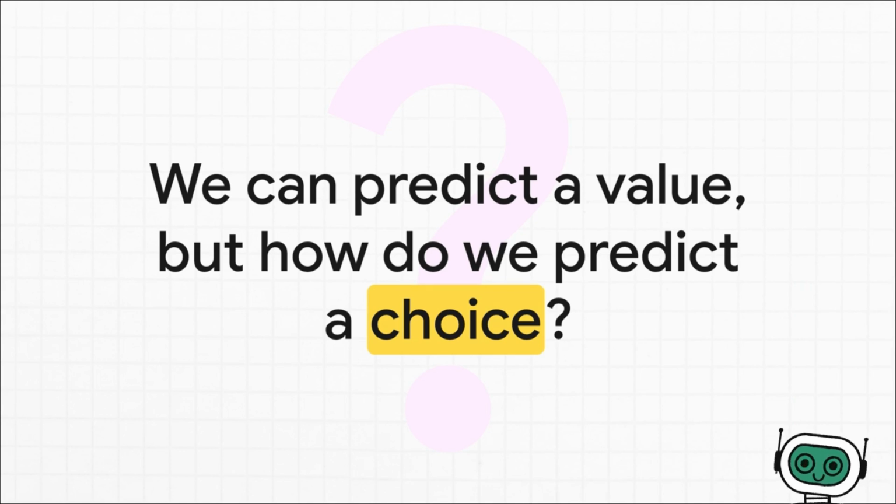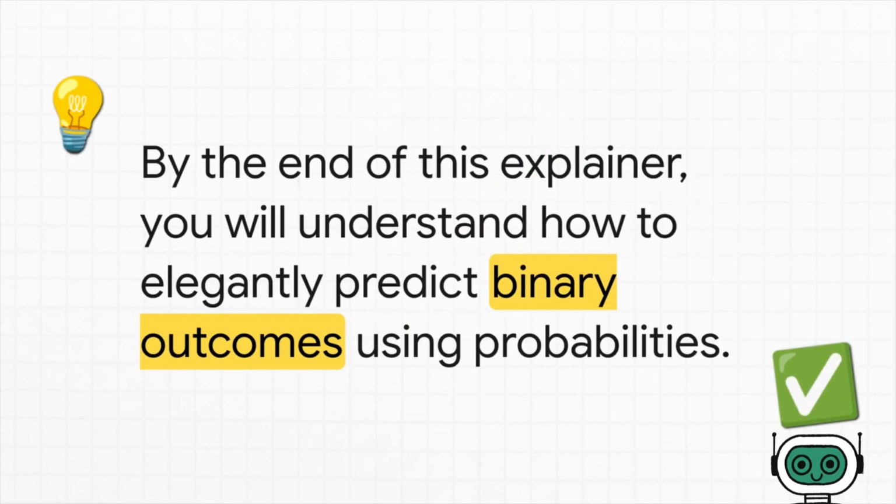And that straight line we know from linear regression, well, it just doesn't work for this. By the end of this quick explainer, you'll understand the clever shift in thinking that allows us to solve this, and how we can predict these kinds of binary outcomes by focusing on probability.